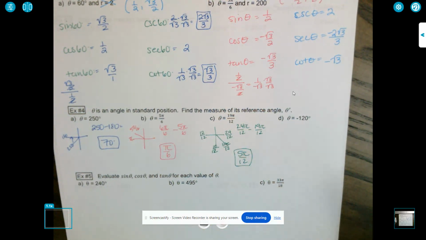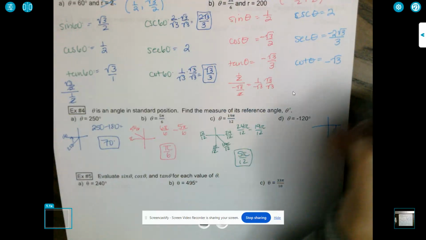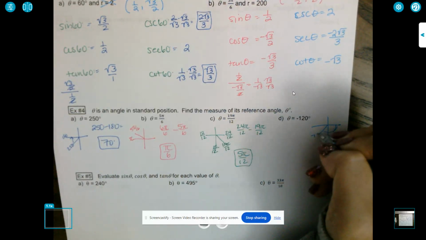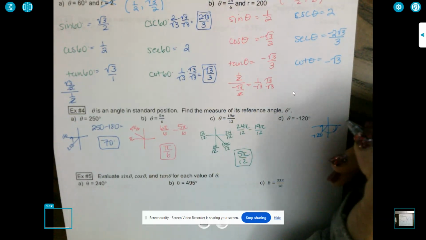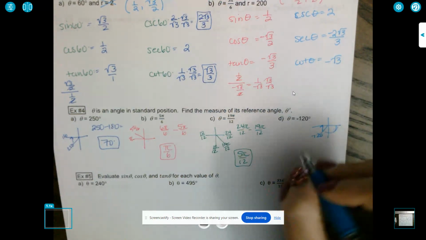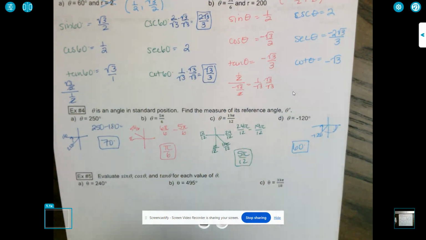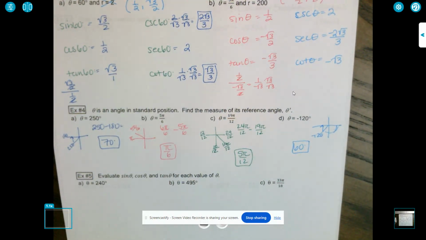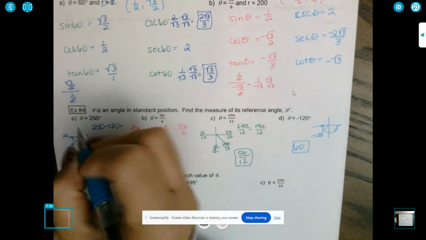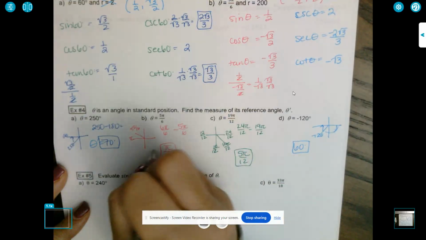All right, and then D is negative 120. So that just means that it goes clockwise. So negative 120 is going to be over here. And again, the quickest way is to go right up. And the distance from 180 to 120 is going to be 60. Okay, our reference angle is not negative. All right, and they did ask us to label these as theta prime, y'all. So really you could put theta prime equals on all of these.